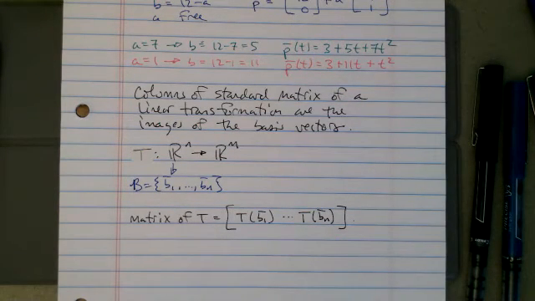Start off by learning the words. I try to say sentences like that when we're defining things. I try to say those sentences over and over again because they become like the lyrics to a song. We only learn the lyrics to a song because we hear them over and over again. Once we have the lyrics, then we get to think about what those lyrics mean and use them. The columns of a standard matrix of a linear transformation are the images of the basis vectors.